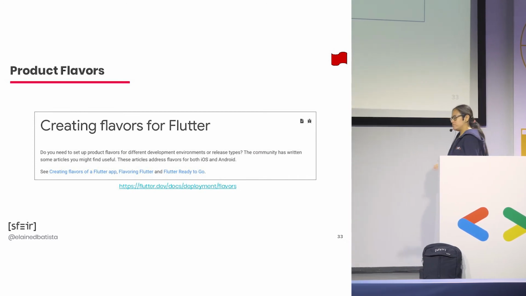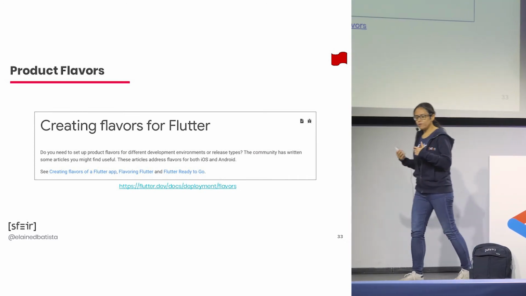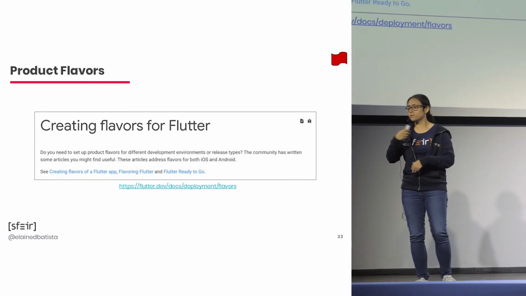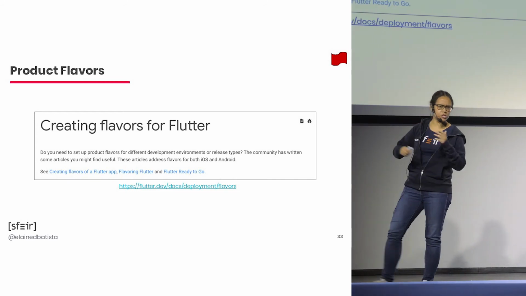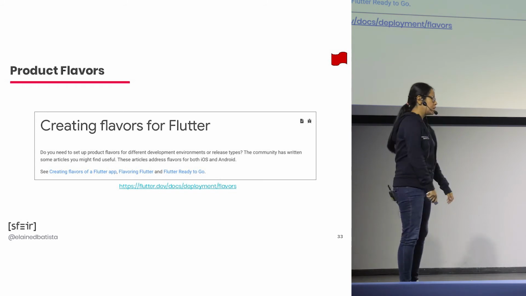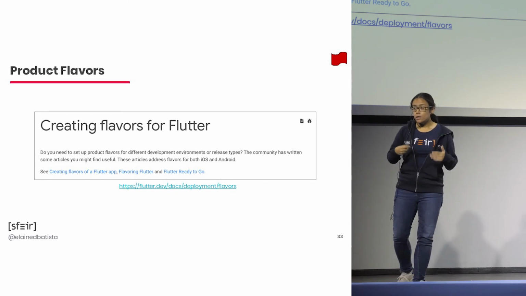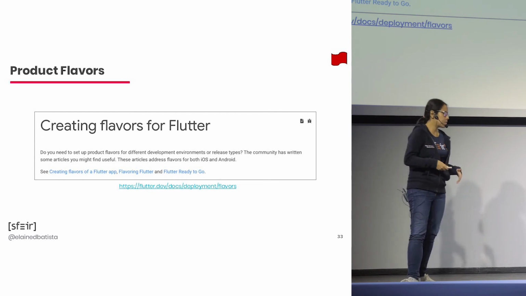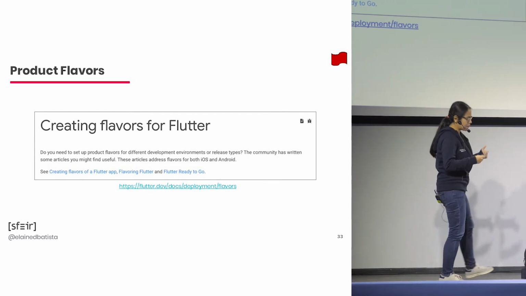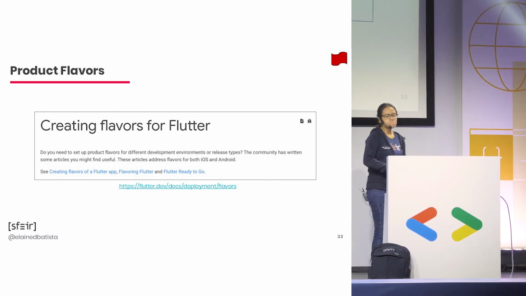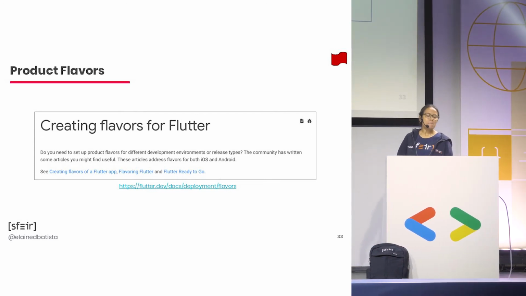What about product flavors? Product flavors is when you have different environments like development, QA, pre-production, production, however many environments that you need. So any professional mobile developer knows about that stuff. You have to manage this when you're doing serious work. So how do you do that in Flutter?